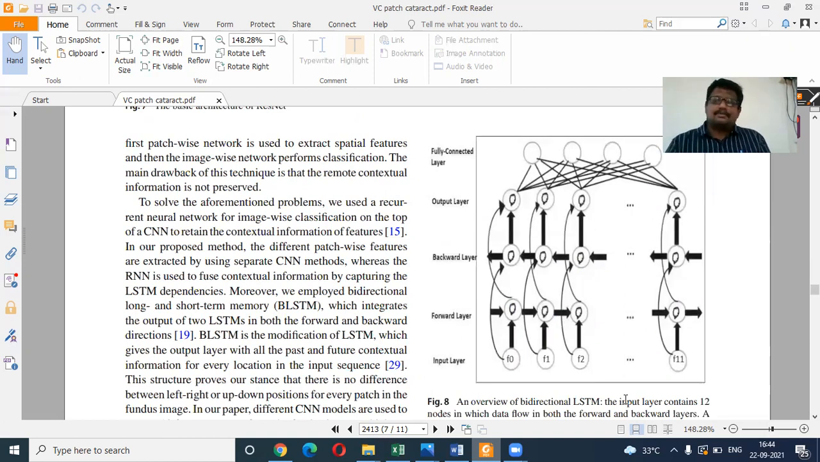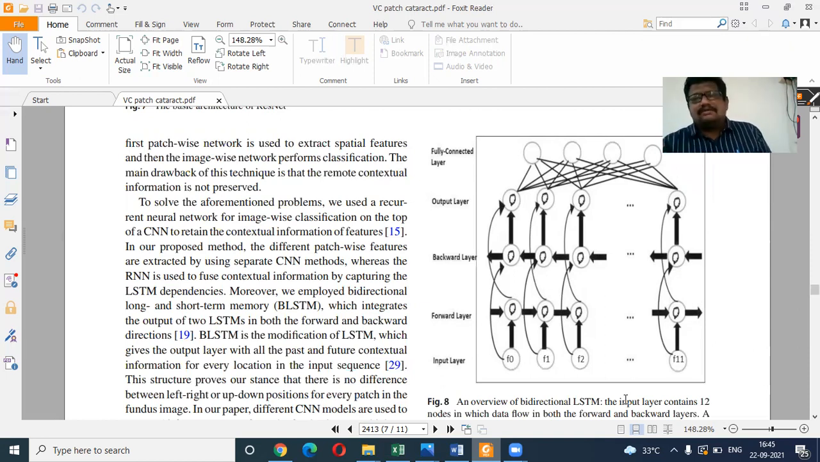Suppose I am proposing another method that integrates the patch-wise learning and the full image learning. I have to create my own patch-wise database first of all. People have done patch-wise learning and full image-wise learning for cataract classification and other tasks.